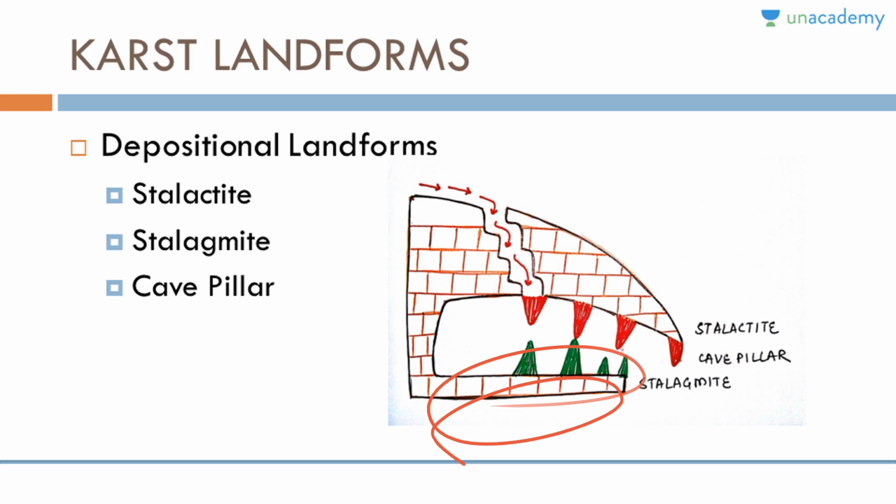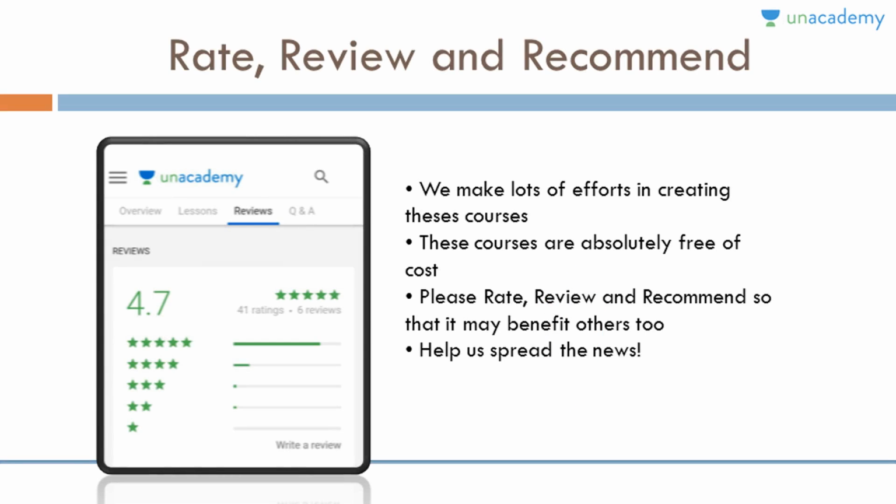When both landforms, stalactite and stalagmite, meet each other tip to tip, it is known as cave pillar. So that's all in this lesson of the landforms, and I hope that you have understood all the kind of landforms that are found in marine, arid and karst regions.